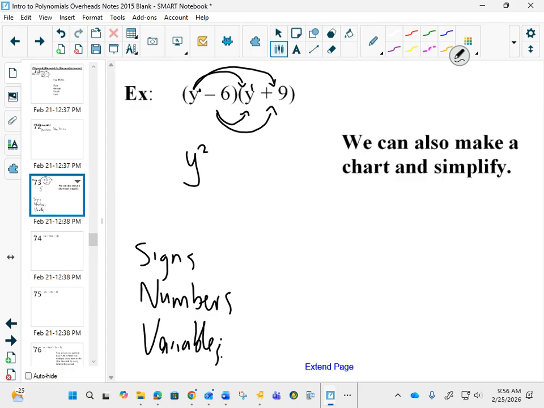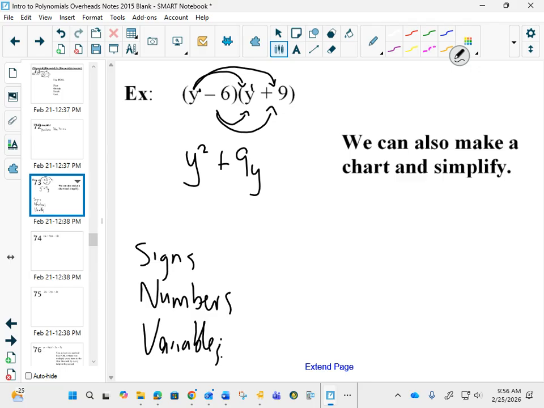Then we go to y, positive y, times positive 9. So positive times a positive would be a positive. I'm just taking care of the sign first, here's how I'm flowing this through. What's positive times a positive? Positive. Y times 9, 9. 9y.